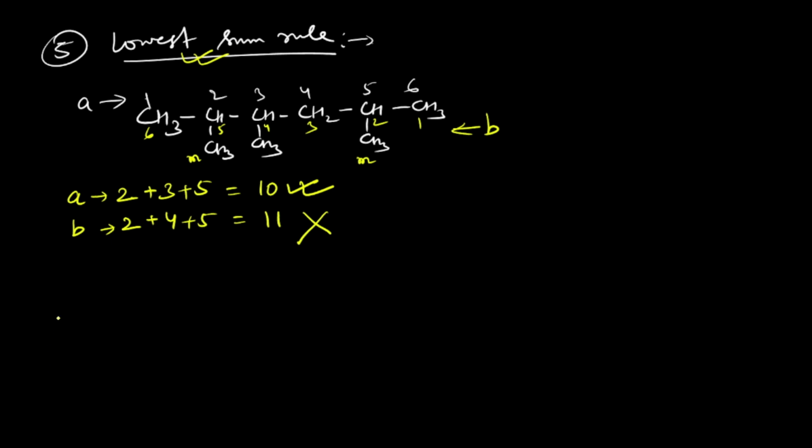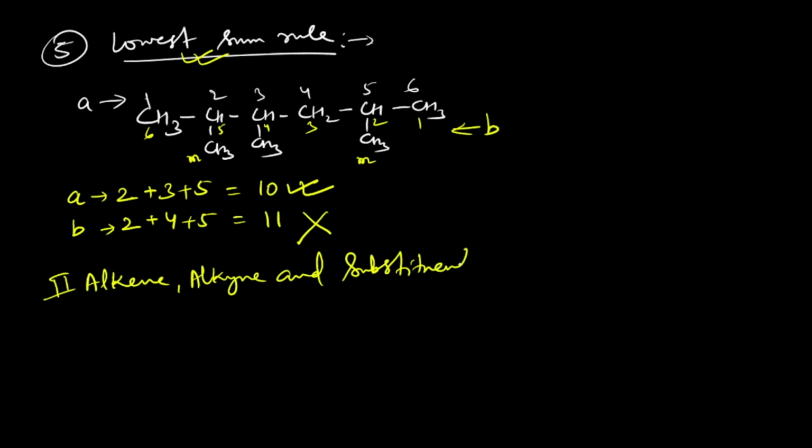Now second will be, that is the alkane we have taken, right? Whatever we have discussed so far are all single bonds. Now we are adding alkene, alkyne and substituents together. First we took only alkane with substituents. Now we are taking alkene, alkyne and substituents together, correct? So we'll continue this in the next class.